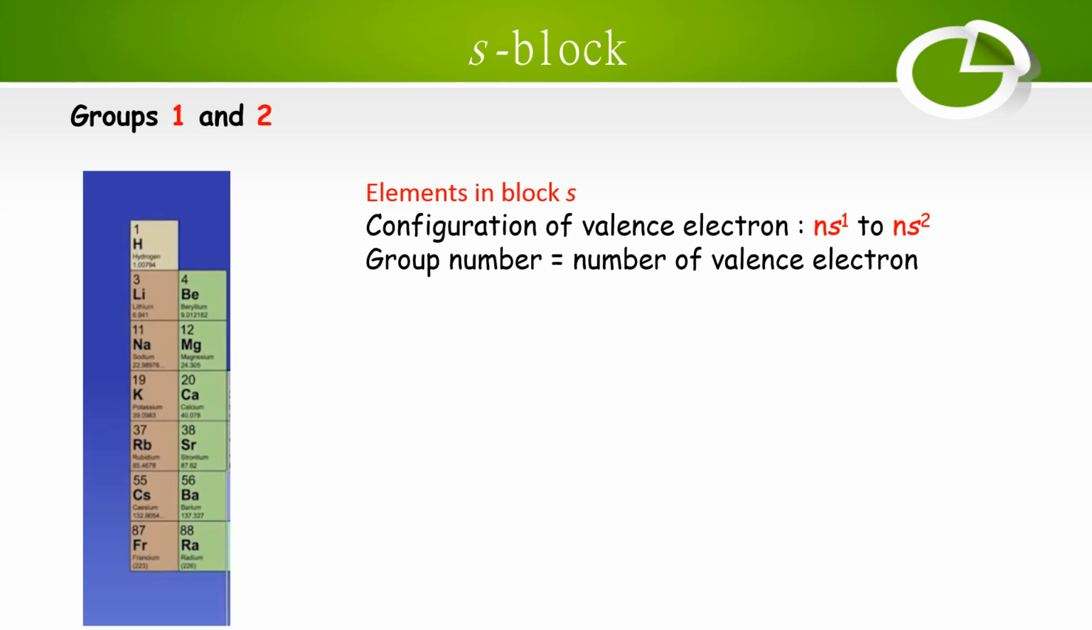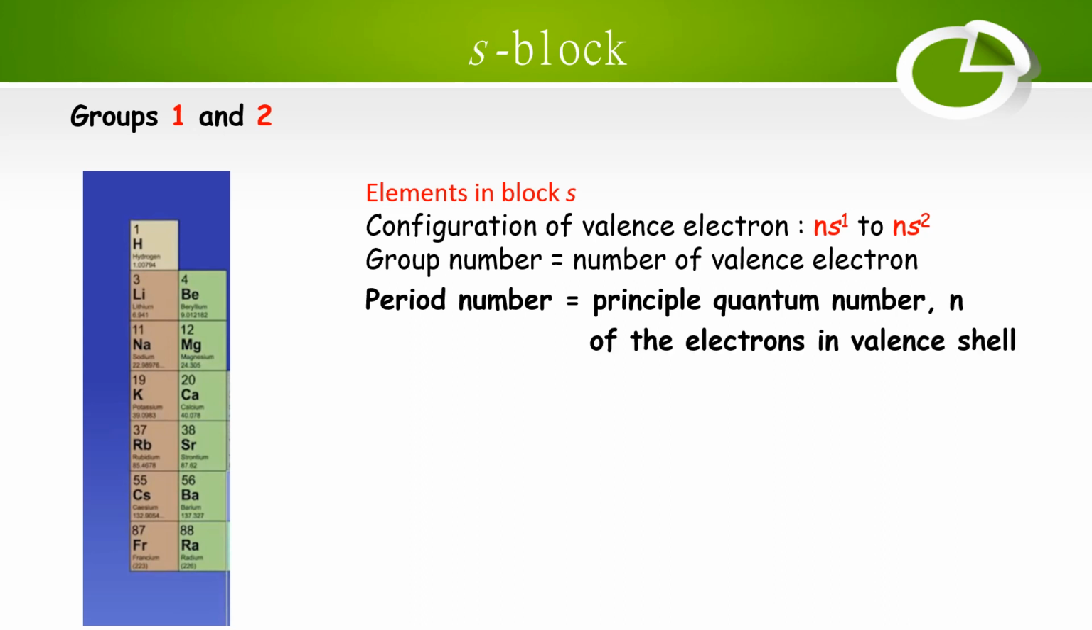Group number will be determined by the number of valence electrons. Period number is determined by the principal quantum number n of the electrons in the valence shell.